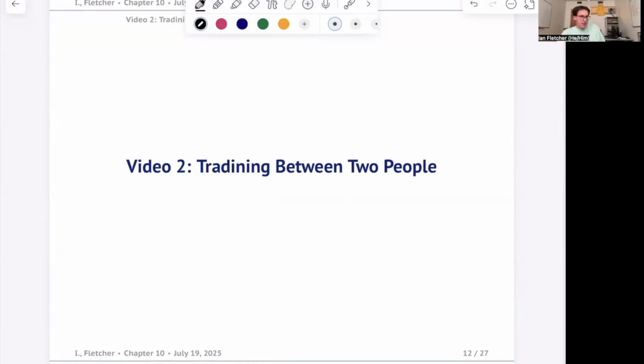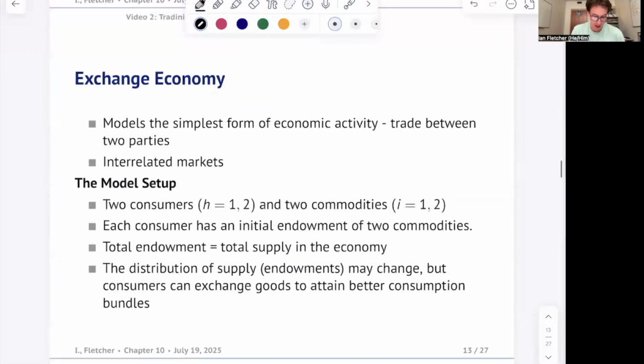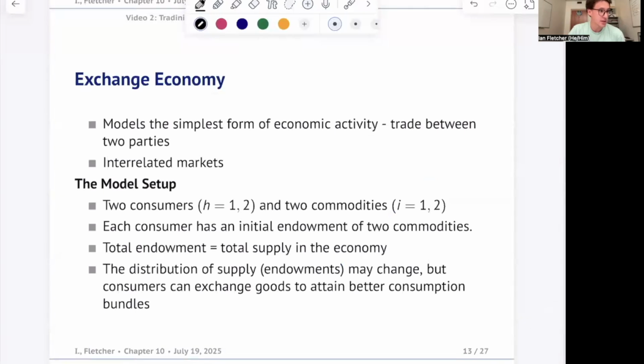So now that we're starting the second video, let's think about trading between two people. Let's start thinking about the exchange economy. The exchange economy is this interaction between two individuals, and the models are the simplest form of economic activity. Let's just think about any trade between two parties in some interrelated market.